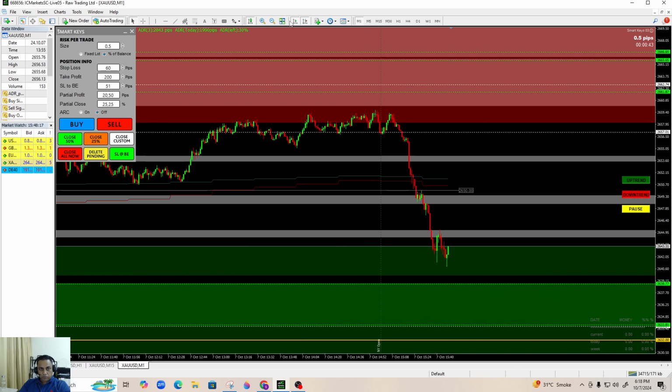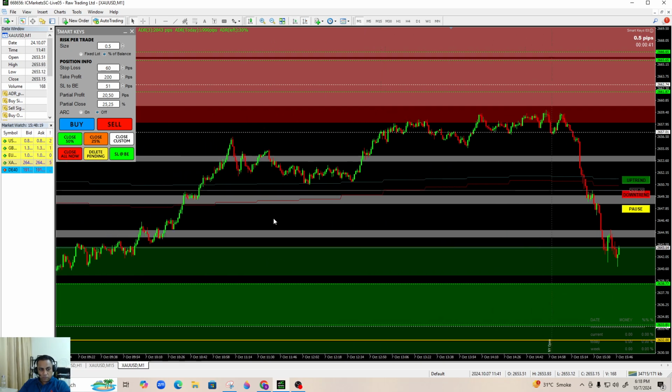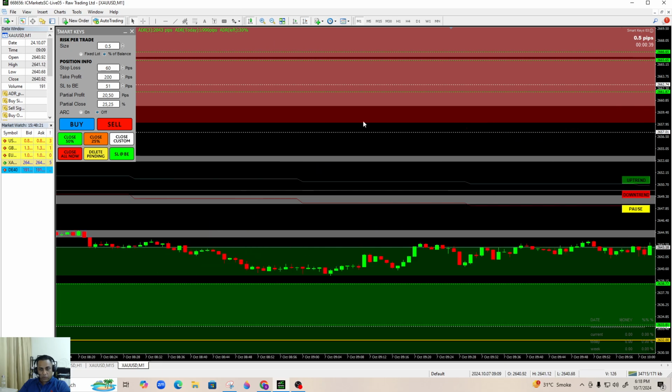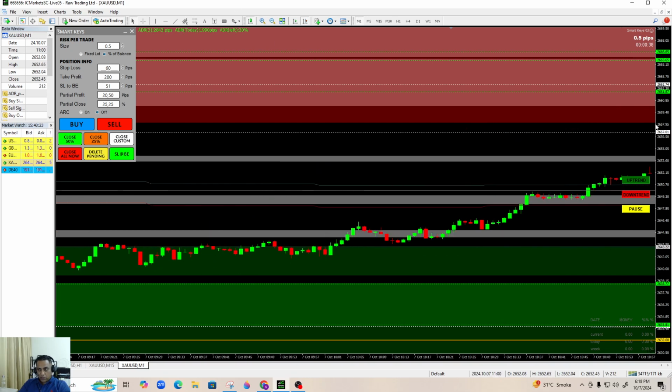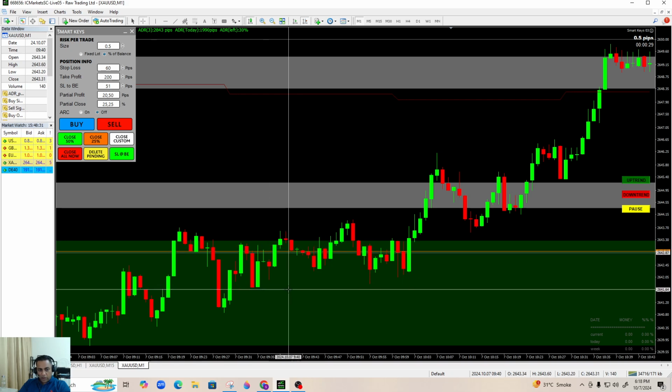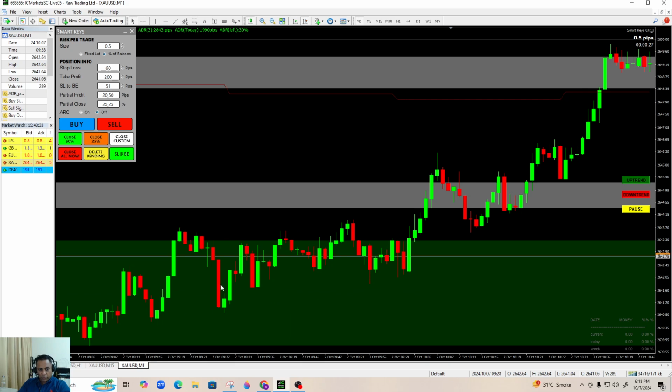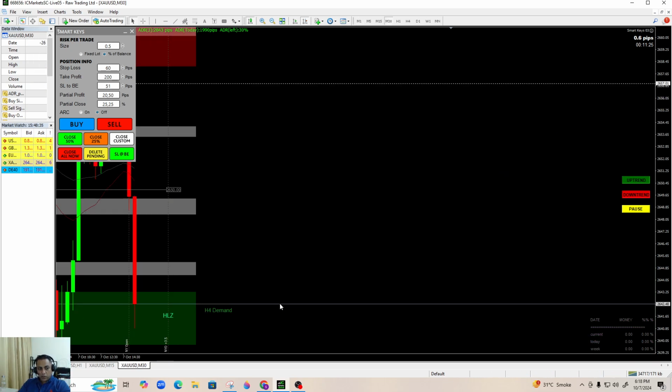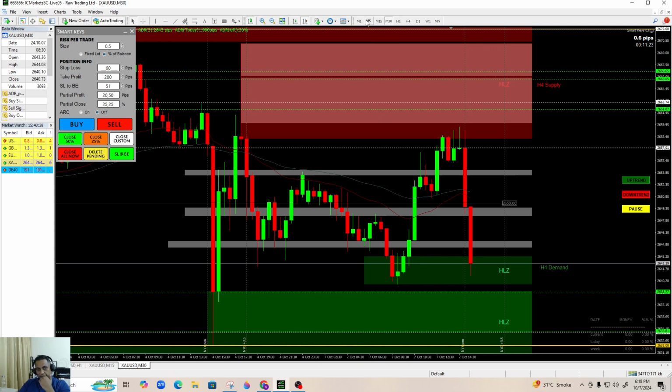If you go down to the M1, you'll see that there was no bottom wick. There is no bottom wick right here. There is no bottom wick, right? There is no bottom wick here. So price came right through that because there is no bottom wick. We broke right through, okay? And we're still pushing down.